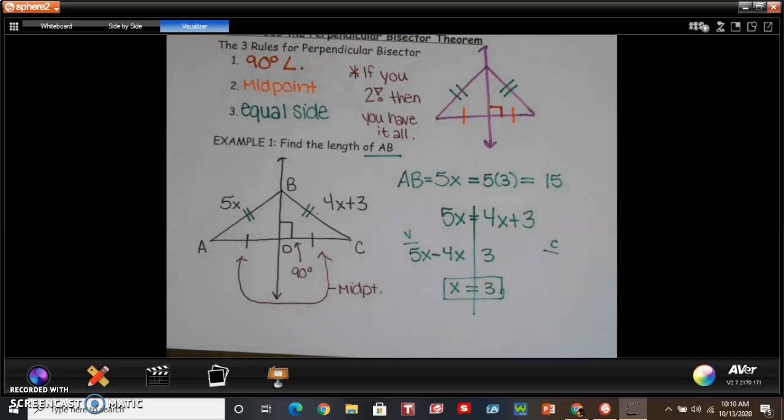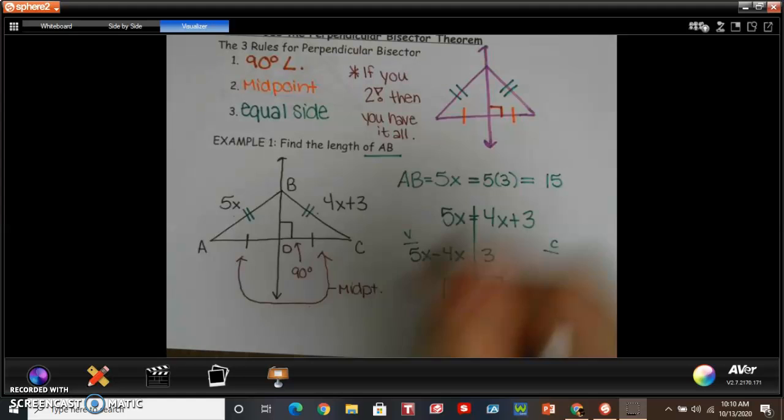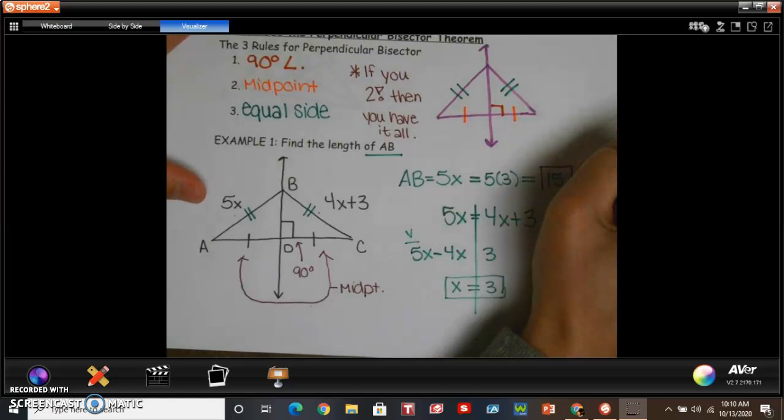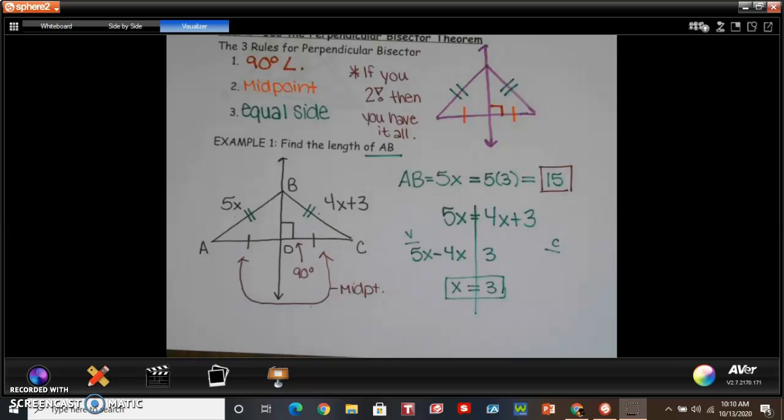This is a question on your homework, and I'm telling you right now, when you type in your answer, because this one's not multiple choice, only the vocab's multiple choice, when you type in your answer for this problem and problems like it, you just type in the number. So you would type in 15 and be done with it. Don't put x equals 15. Don't put AB equals 15. Just put 15. Hope I've made that very clear.